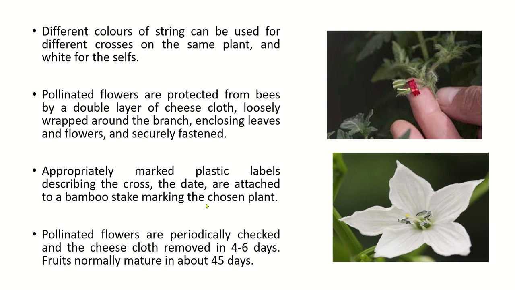Okay, and the next thing is to appropriately mark plastic labels describing the cross and the date, attached to the bamboo stake marking the chosen plant. Okay, so clearly you have to mark the plant also. That means, for example, when you are emasculating a group of lines, you can tag the line nearby. Okay, at the beginning of the line, you can insert a peg into the land as a landmark to indicate that these lines are the cross lines where you are expecting the hybrid variety.